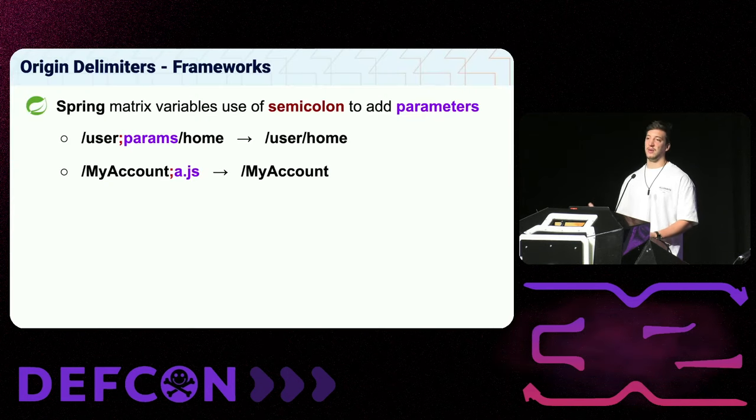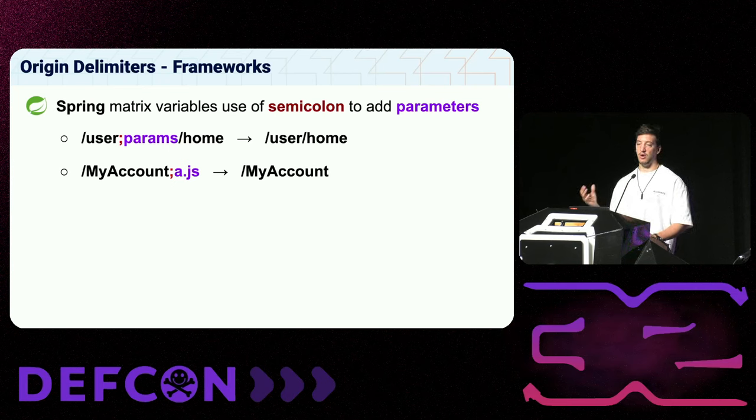Now, which kinds of delimiters can we find in the wild? Well, there are a lot of them. Some I listed are in the frameworks. The first one is the semicolon in Spring. Basically, to define a matrix variable that is similar to a path parameter, we can use a semicolon.